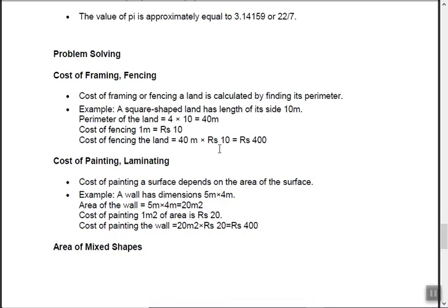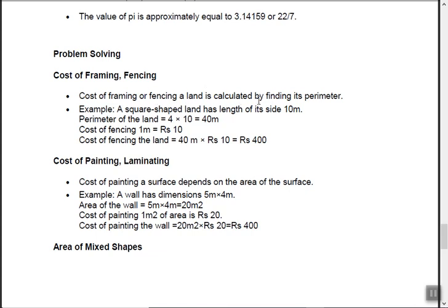So why are we solving all these areas and perimeters? Because practically, when we solve problems in our daily life, it is used. Like for example, cost of farming or fencing. Cost of fencing. Fencing means what? It will be on the border.